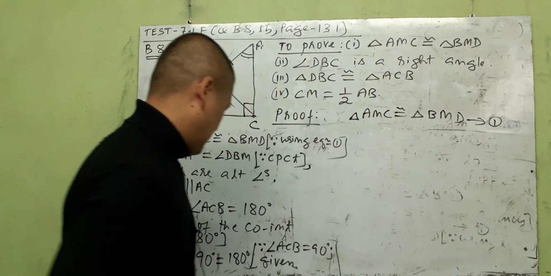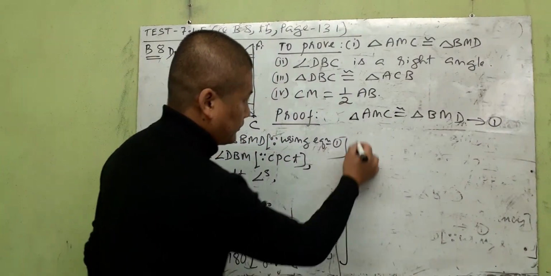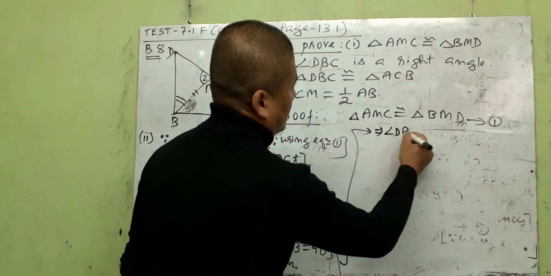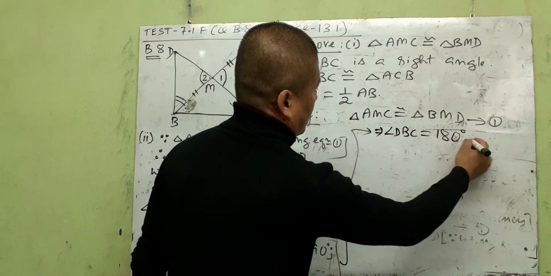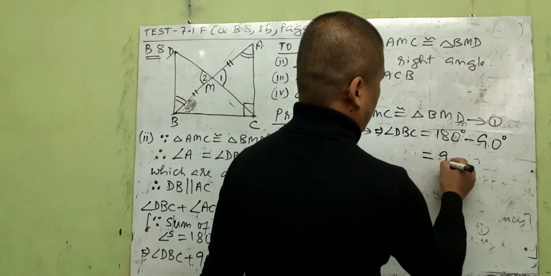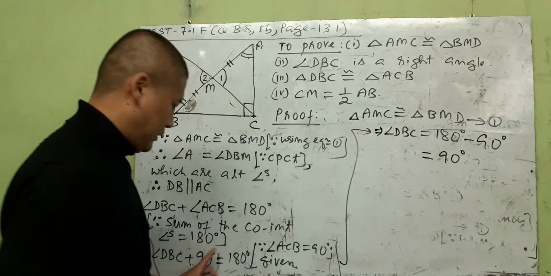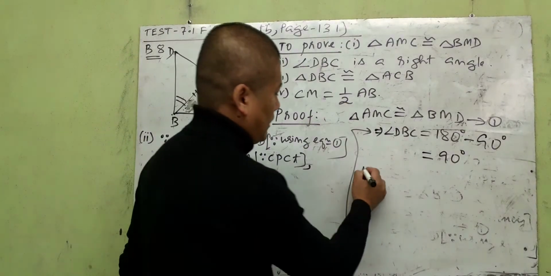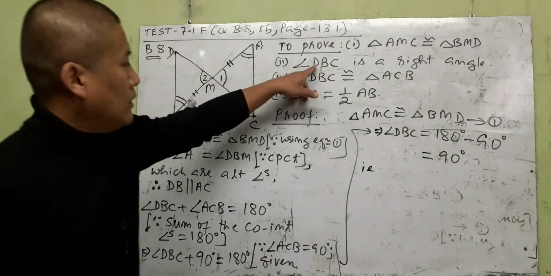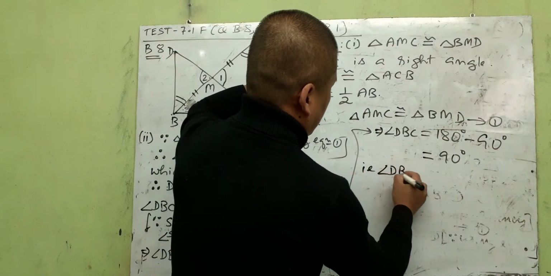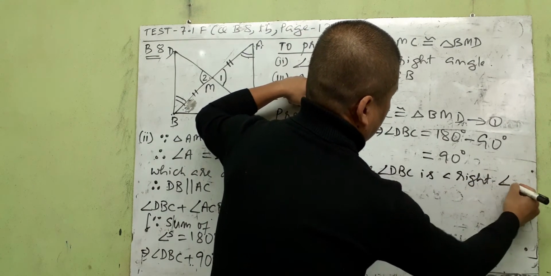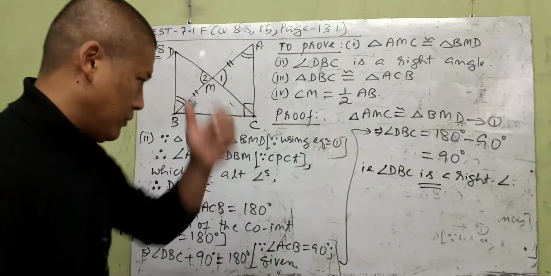So from here, angle DBC will be equal to 180 degrees minus 90 degrees, which is equal to 90 degrees. 180 minus 90, with the 90 shifted to the right side. That is equation number 2. This angle is 90 degrees, which means angle DBC is a right angle. Proved. So that's your answer, number 2.